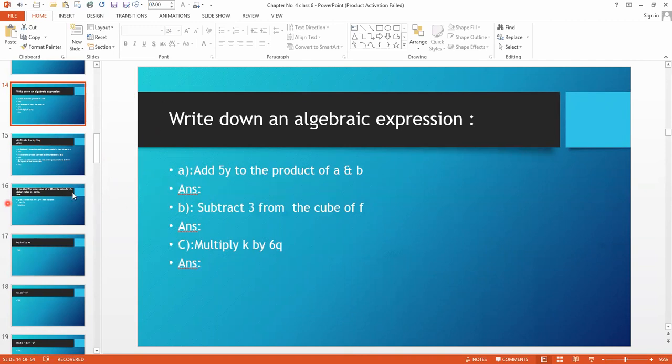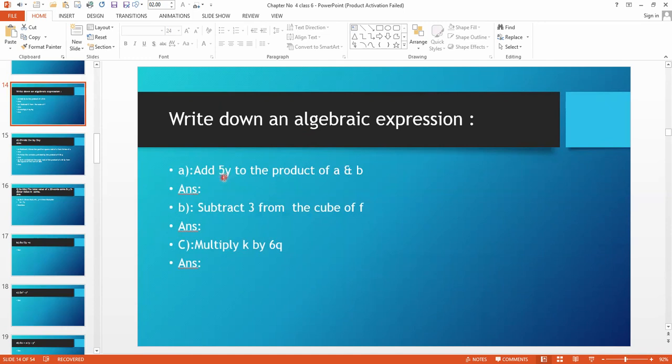It is related to algebraic expressions. Okay, who will tell me what is the meaning of algebraic? Algebraic means any expression which has variables, coefficients, and constants. Here they have written some statements, and we have to convert these into algebraic expressions. We have to use variables, signs, coefficients and constants. And what is a coefficient? The number before the variable is called the coefficient.